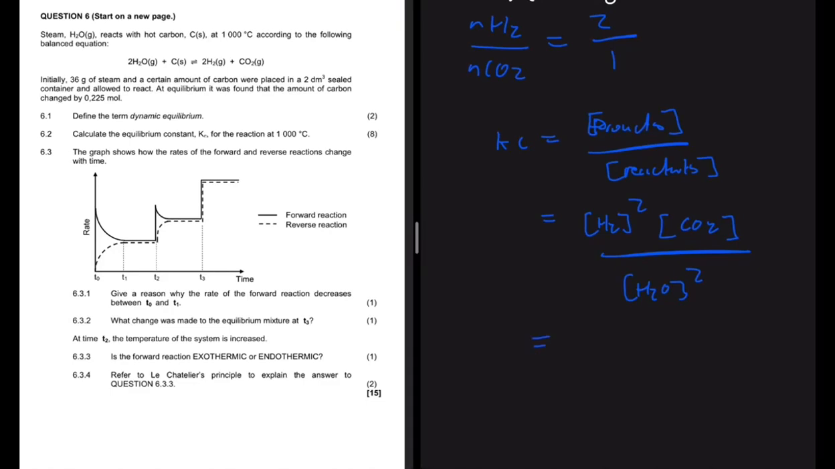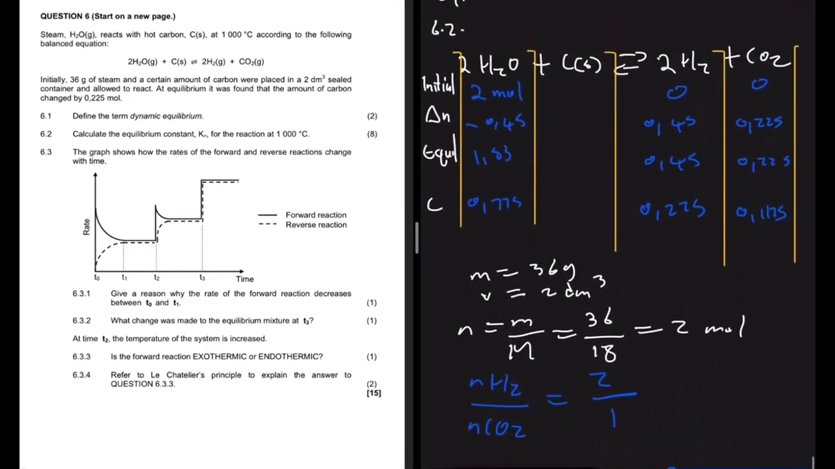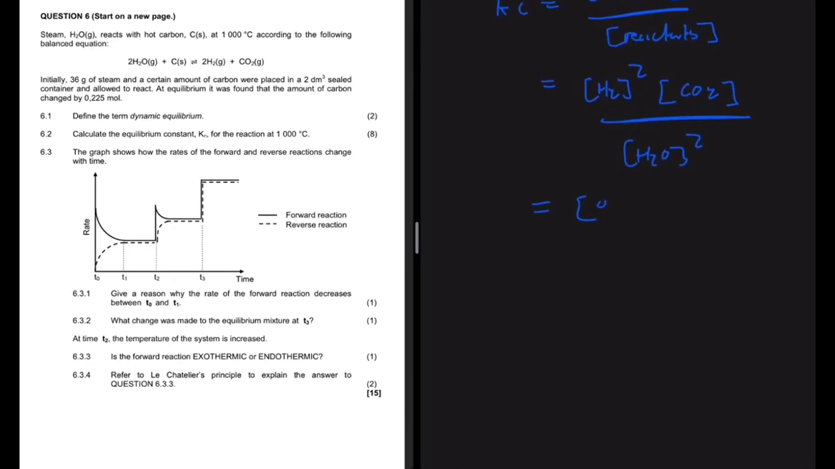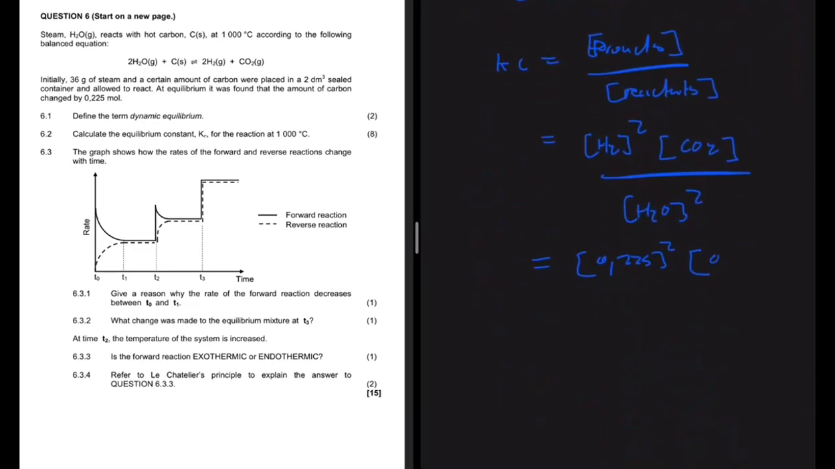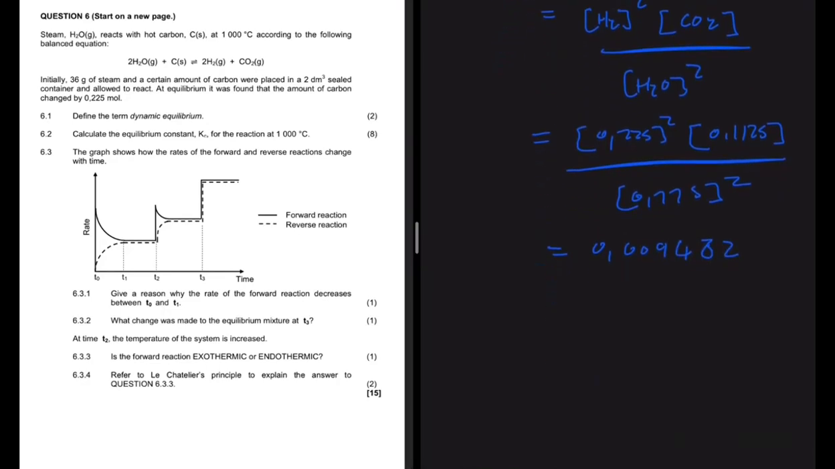So we can go ahead and substitute those concentrations. So for H2, we have 0.225. So we're going to have 0.225 squared multiplied by the concentration of CO2. The concentration of CO2 is 0.1125. So we're going to have 0.1125. And then divided by the concentration of H2O, which is 0.775, and then we square it. After we square it, we can then put it in a calculator, and we have determined our Kc. And that is 0.00942. And then we don't have any SI unit for Kc. So now we can move forward.